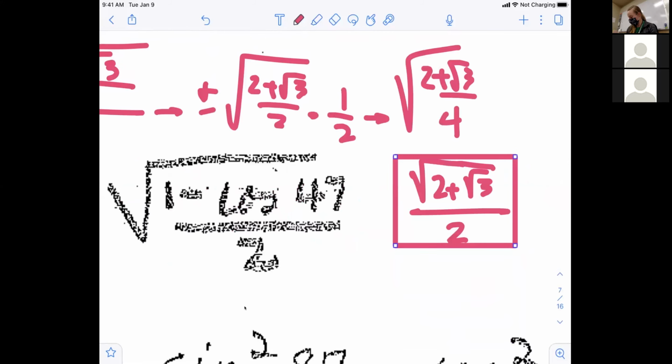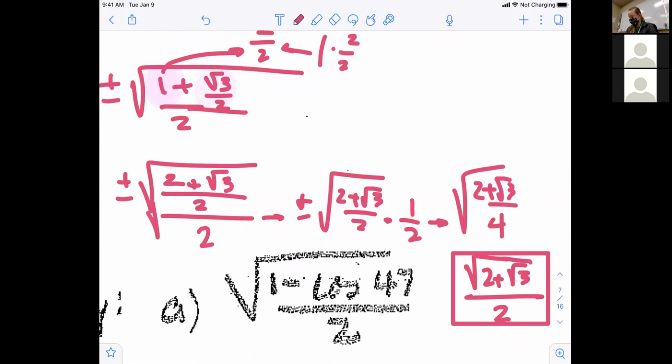Now I got lazy and lost my plus or minus. Let's think about this for a second. Cosine 15, what quadrant is that in? 1. Is cosine positive or negative in quadrant 1? Positive. So I'm just going to leave it positive. I don't need to carry the plus or minus with me anymore.